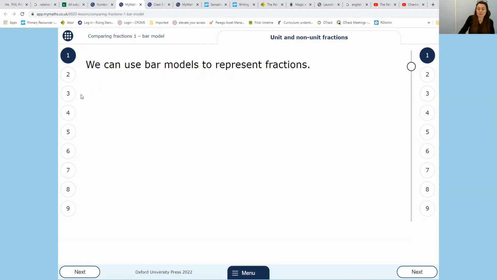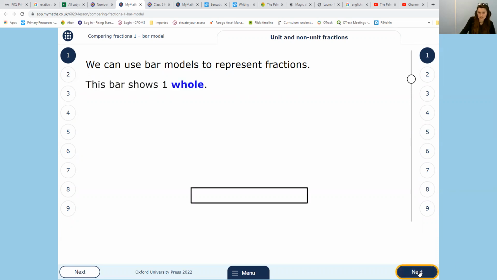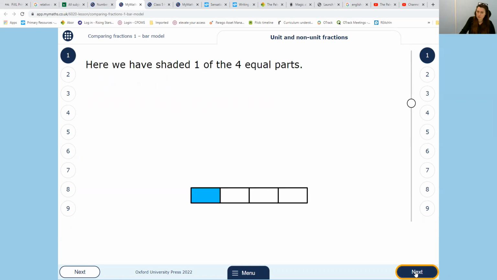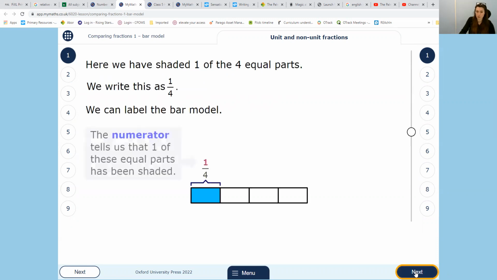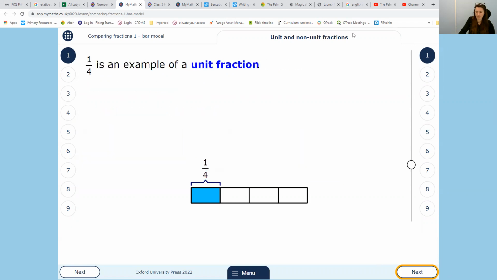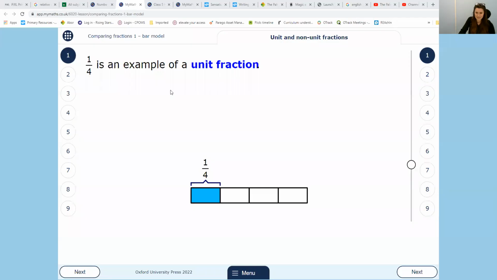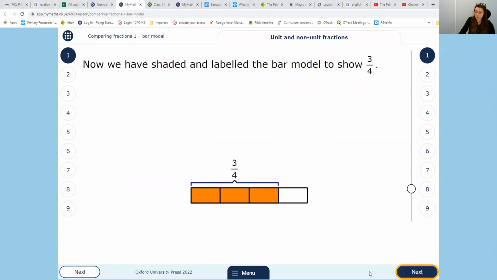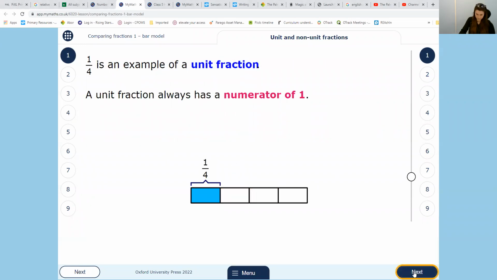Okay, so we're going to be using the bar model to help us see our fractions. So we've got a bar that shows a whole, and we can split that into 4 equal parts. So if there was 1 out of 4, we would know that as a quarter. Our numerator, remember, tells us how many pieces have been shaded, and our denominator shows us how many equal pieces are in the whole. Here we are. So we've got our 1/4. A unit fraction, remember, is where we have 1 at the top. So this is a unit fraction.